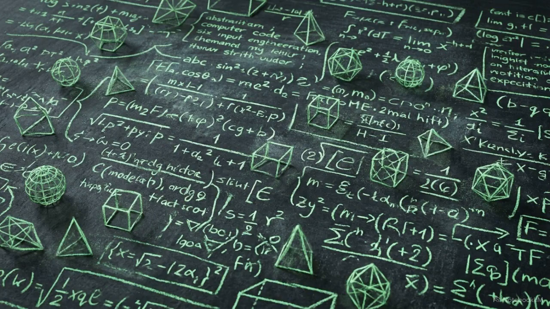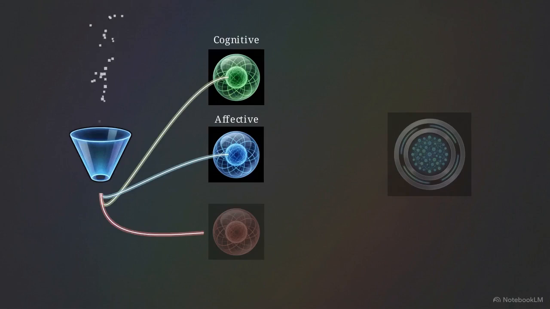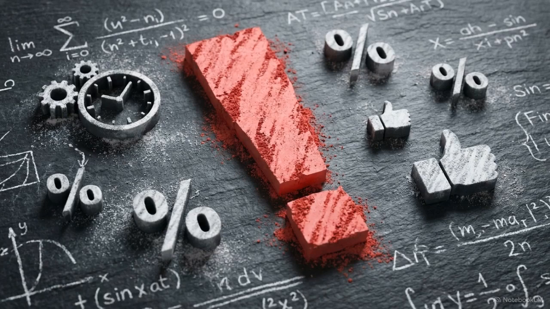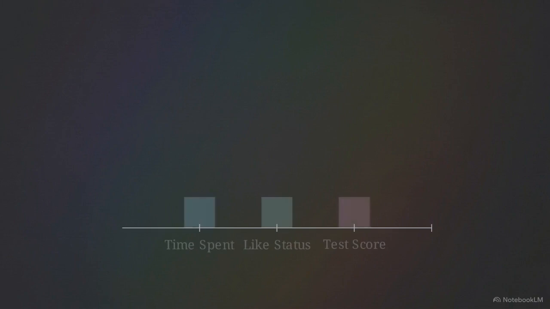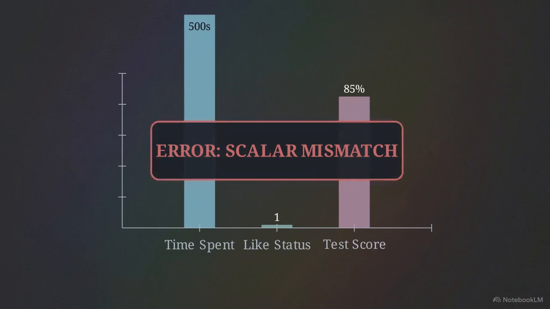Without this strict categorization, a server log containing 3 million clicks is useless noise. Separating the data into cognitive, affective, and academic streams provides the precise inputs required for the algorithmic processing that follows. There is an immediate mathematical problem with this tripartite data: scalar mismatch. You cannot run a direct mathematical average on variables that exist in completely different units. A student might generate 500 seconds of reading time, a Boolean true-false like status, and an 85% test score.